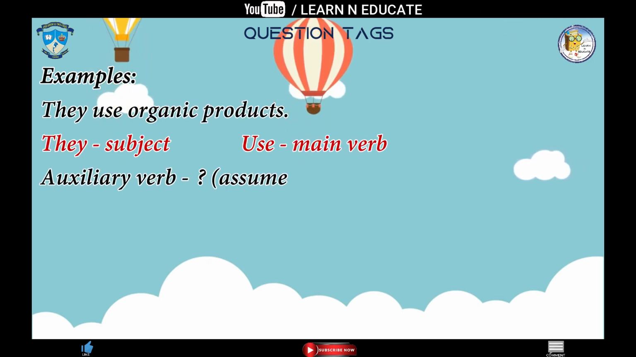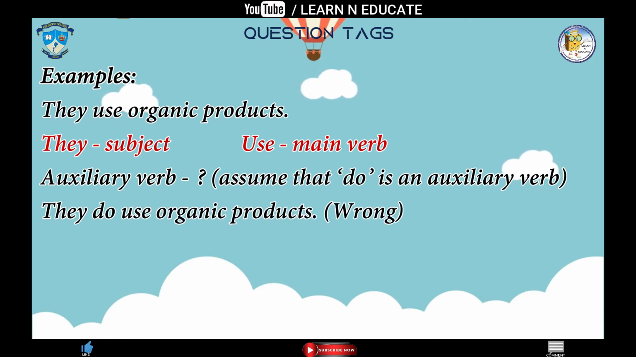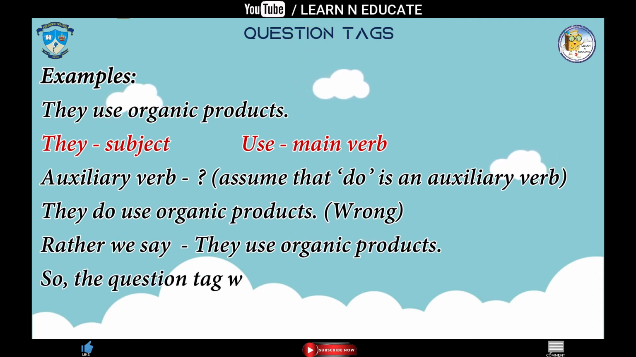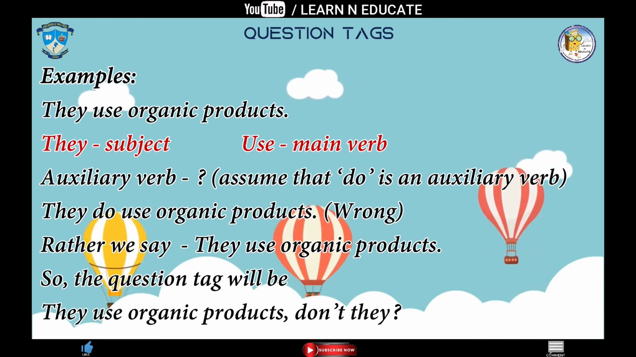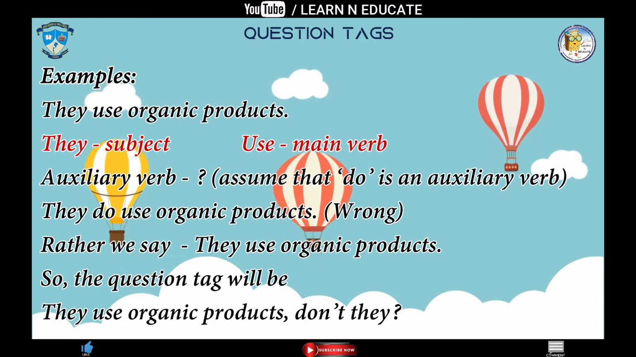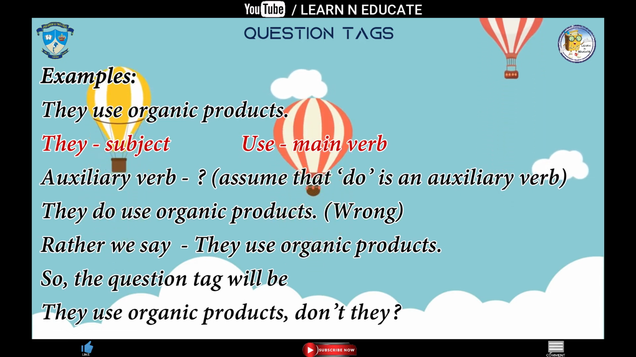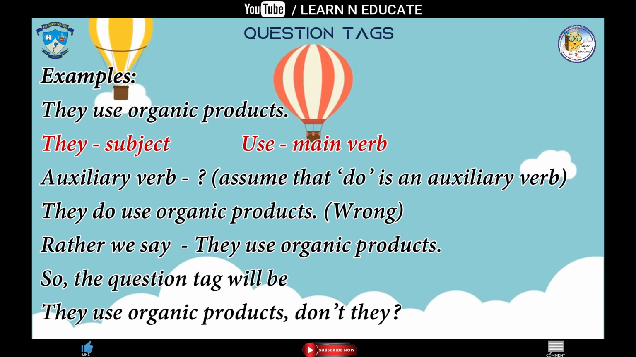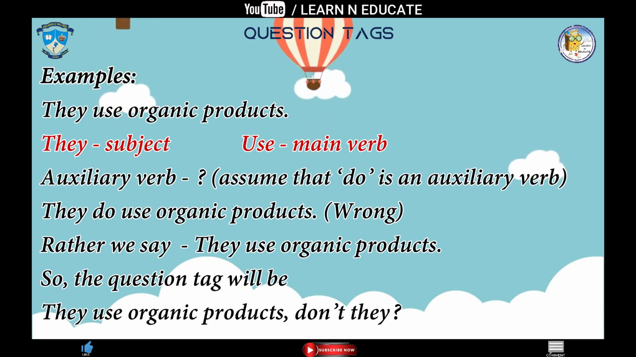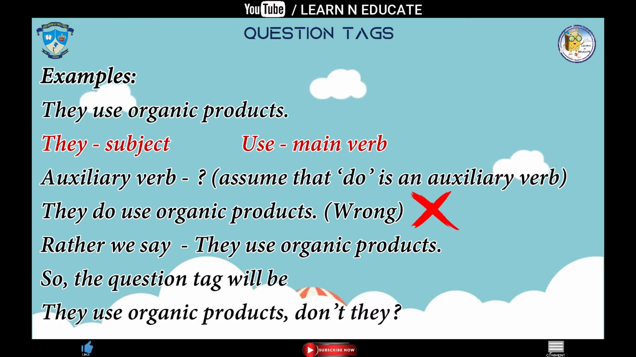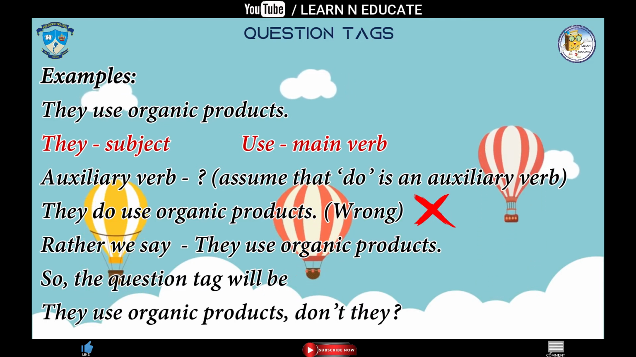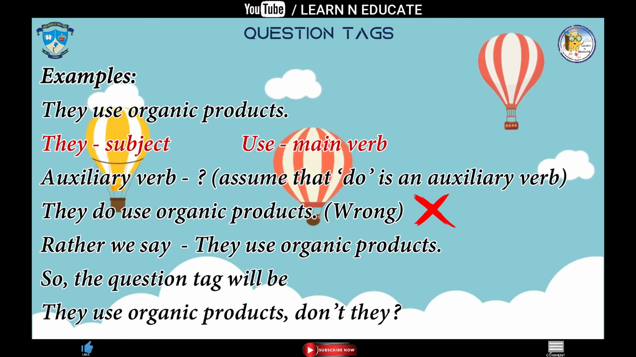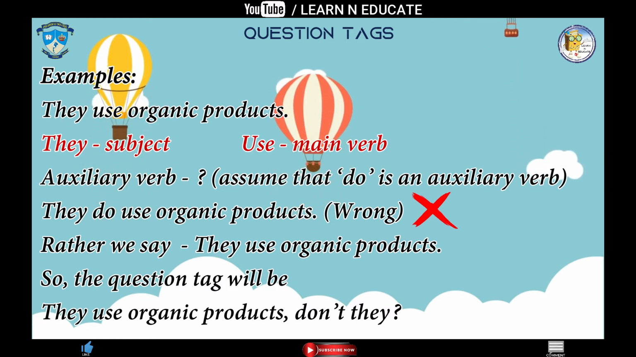They use organic products. Now they is the subject, use is the main verb. But as seen earlier, we need an auxiliary verb or a modal verb to make a question tag, right? So here we have to assume that there is an auxiliary verb do. Generally, do is not written while framing a sentence because it's not common to say they do use organic product. Rather, we say they use organic product. So, the question tag will be they use organic product, don't they?